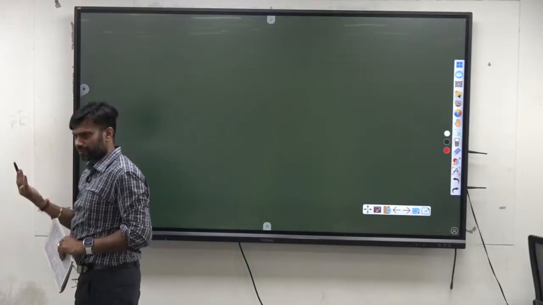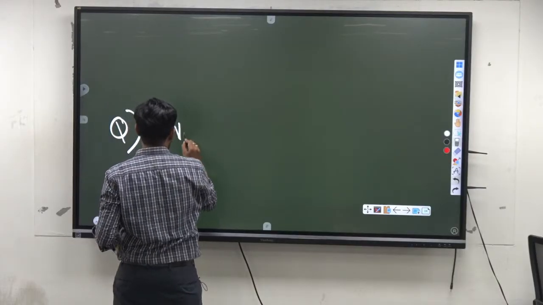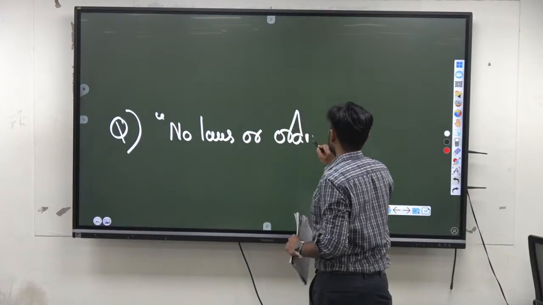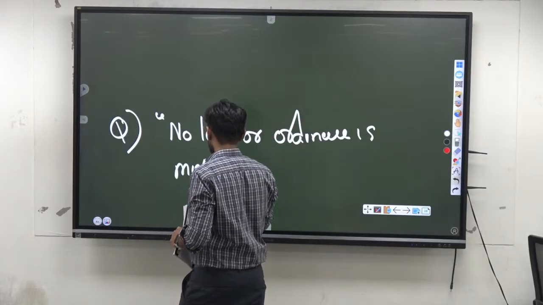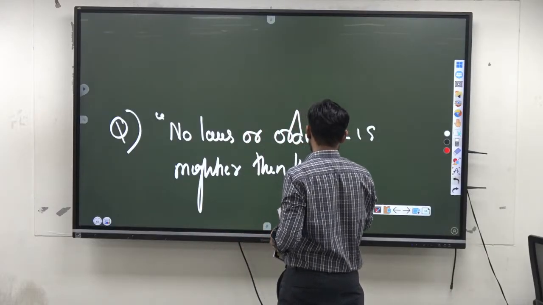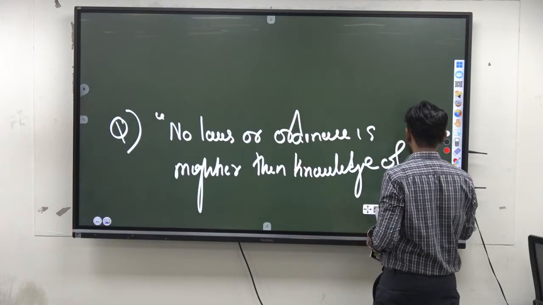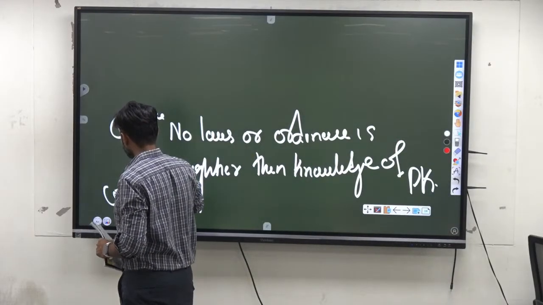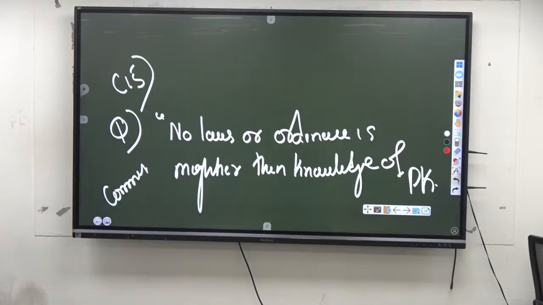So let us think, this is a question on Plato's views on laws. What is the question? No law or ordinance is mightier than what? The knowledge of whom? Knowledge of the philosopher king. And they are asking you to what? Comment. So let us take 15 marks. What they would have given.